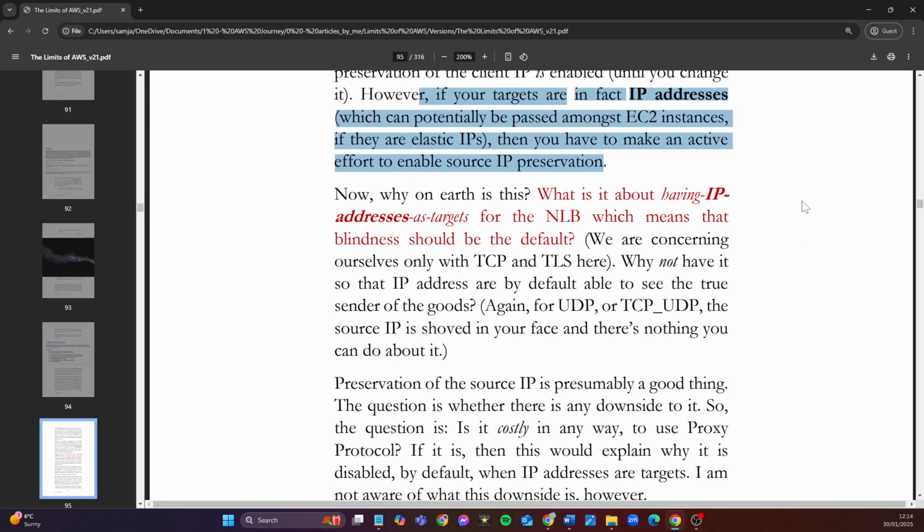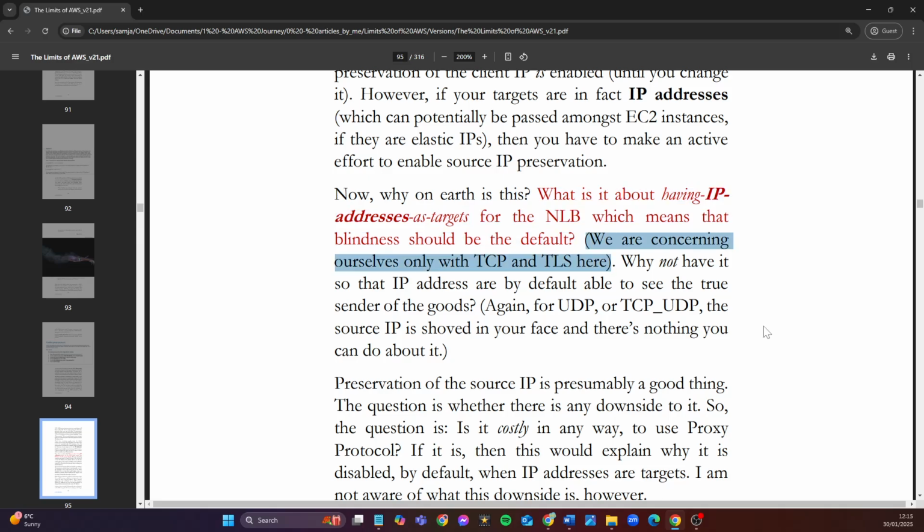Now, why on earth is this? What is it about having IP addresses as targets for the NLB, which means that blindness should be the default? And we're concerning ourselves with TCP and TLS here. Why not have it so that IP addresses are by default able to see the true sender of the goods? I just don't understand why they've made that be the default when they've set up the elastic load balancing product. Again, for UDP or TCP UDP, the source IP is shoved in your face and there's nothing you can do about it for UDP and TCP UDP.